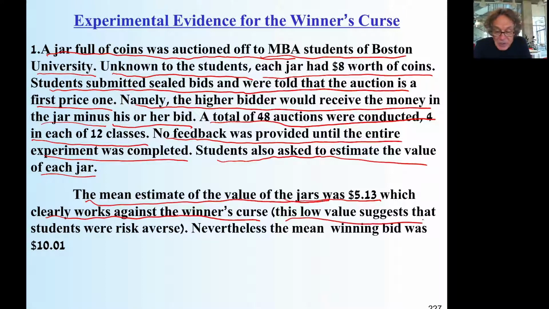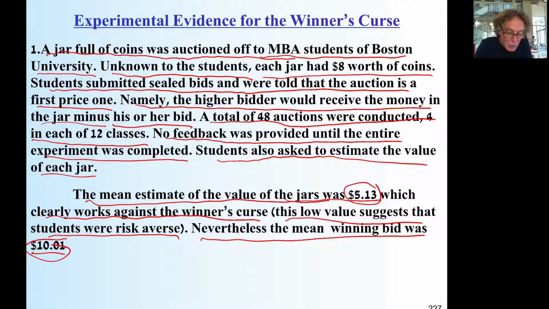This low value suggests that students were risk averse. I don't want to lose, so some of them obviously put high, some of them low, but most of them put low. As you can see, the average became $5.13. Nevertheless, the mean winning bid, because they ran it many times, 48 times, 48 auctions, the winning bid on average was $10.01.